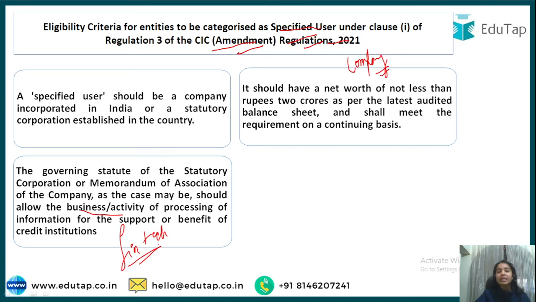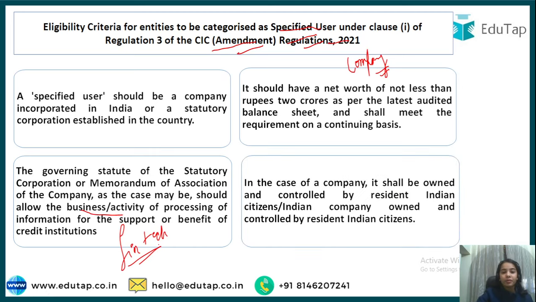Because the basic rule, the basic law of the fintechs, is that they are providing financial technology. They are providing financial services, the betterment of the financial technologies, the betterment of the financial system. So it is supporting and benefiting the credit institutions, and with the credit information from the CIC, they can better benefit the credit institutions. So it is inbuilt in the rules and laws of the fintech companies.